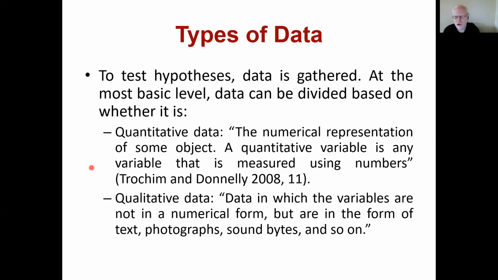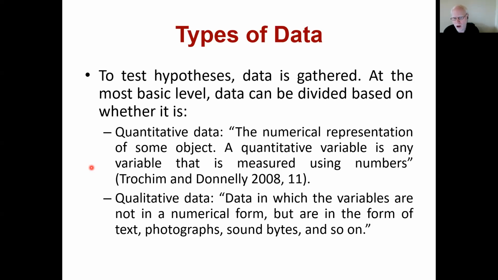Types of data. To be testing these hypotheses, we have to be collecting data. And similar to how variables can be quantitative or qualitative, data that we collect can be divided between whether it's quantitative or qualitative. So quantitative data is the numerical representation of some object. A quantitative variable is any variable that is measured using numbers, but again, ones where the numbers are meaningful mathematically.